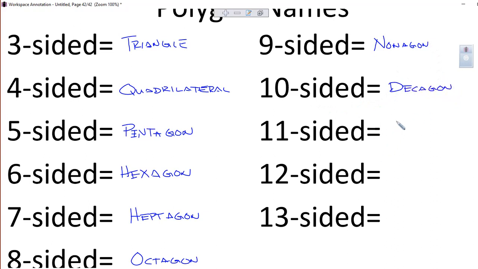And 11 and 12 are kind of unique. This is undecagon. This one's going to be dodecagon. And anything past 12 is going to be just the number and gon. So this 13 is 13-gon. So it could be 14-gon, 15-gon, 16-gon, and so on and so forth. So we have triangles, quadrilaterals, pentagon, hexagon, heptagon, octagon, nonagon, decagon, undecagon, dodecagon, and a 13-gon.